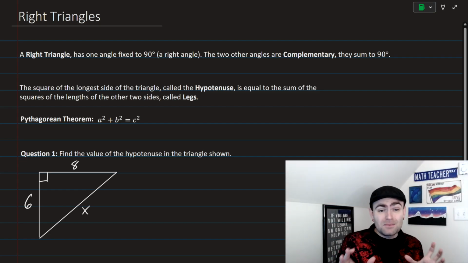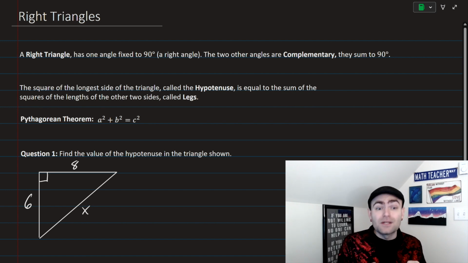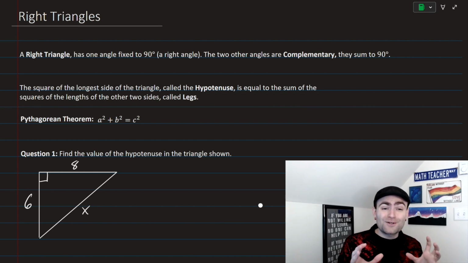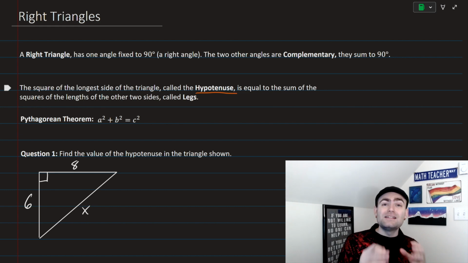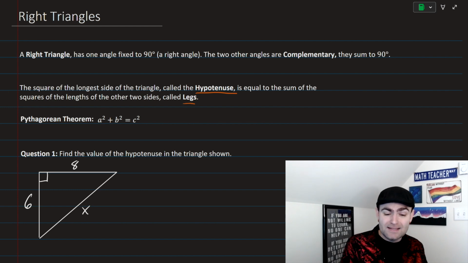The last major type of triangle we're going to talk about is right triangles. So right triangles, one of the angles is fixed to 90 degrees, and the other two, because they have to fight over being 180 degrees total, must be complementary, or summing to 90 degrees together, because the other angle is 90. All right triangles have a special property where the square of the largest side, which we will call the hypotenuse, is equal to the sum of the squares of the shorter two sides, which we would call legs.